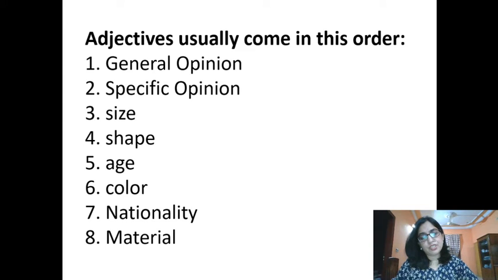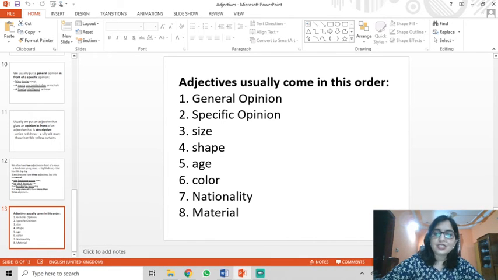So adjectives usually come in this order: general opinion, specific opinion, size, shape, age, color, nationality, and material. So this is just a list to follow, but usually we are dealing with general opinion and specific opinion. So you have to master these adjectives first. And that's it, adjectives.